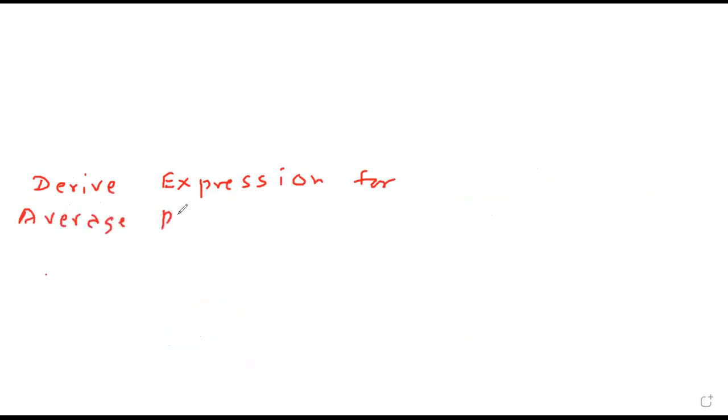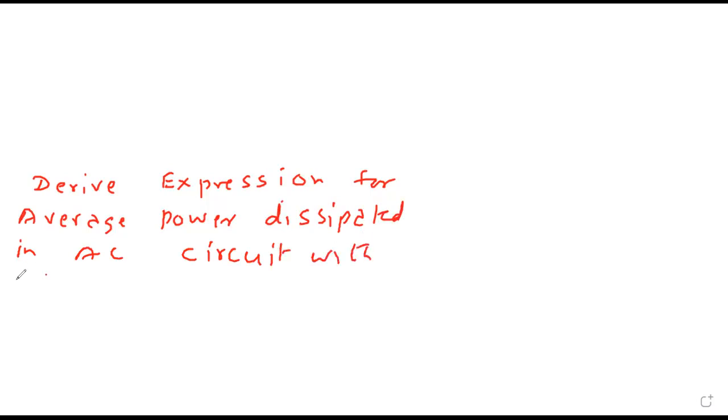Next heading. Derive expression for average power dissipated in AC circuit with pure resistance.